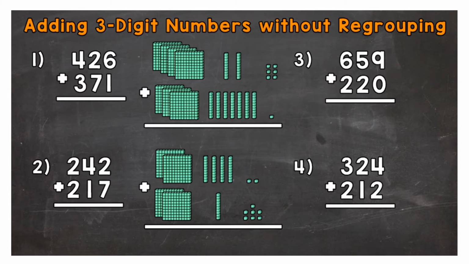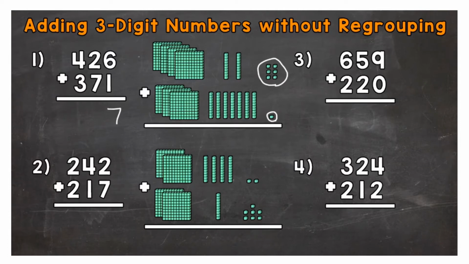Now when we add, we always start with the ones place, so 6 plus 1. We can see that right here. 6 ones plus 1 one. That's going to give us 7 ones.